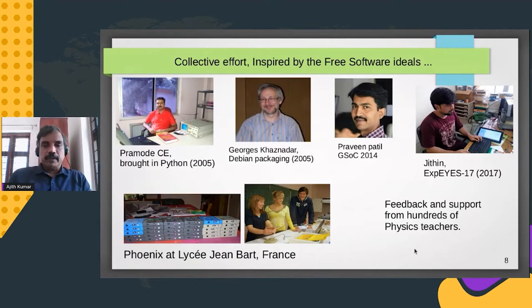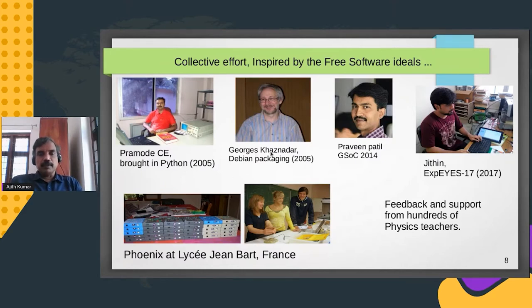And an important factor was the collective effort. It was not just the team at IUAC doing everything. We had only 2-3 people doing something. But when it was announced on the web, we could attract more people. There are many, but I am just mentioning 3-4. First was Pramod. He came up with the idea of Python. I was doing everything in C, and then he showed that it is better to use Python.